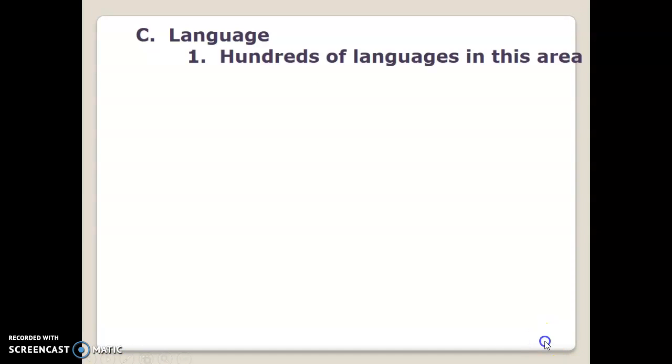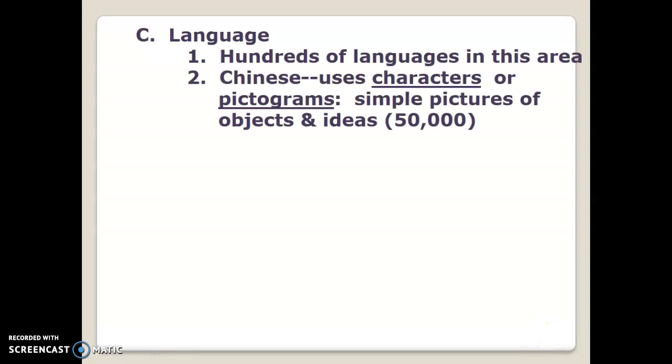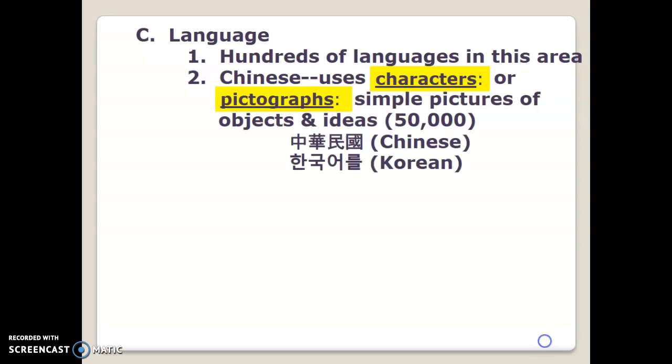All right, the language of this region, again, is very diverse, just like the people. Chinese, remember we learned that they use pictographs or ideographs, and so these characters are very difficult to learn. Chinese is written, again, top to bottom and right to left.